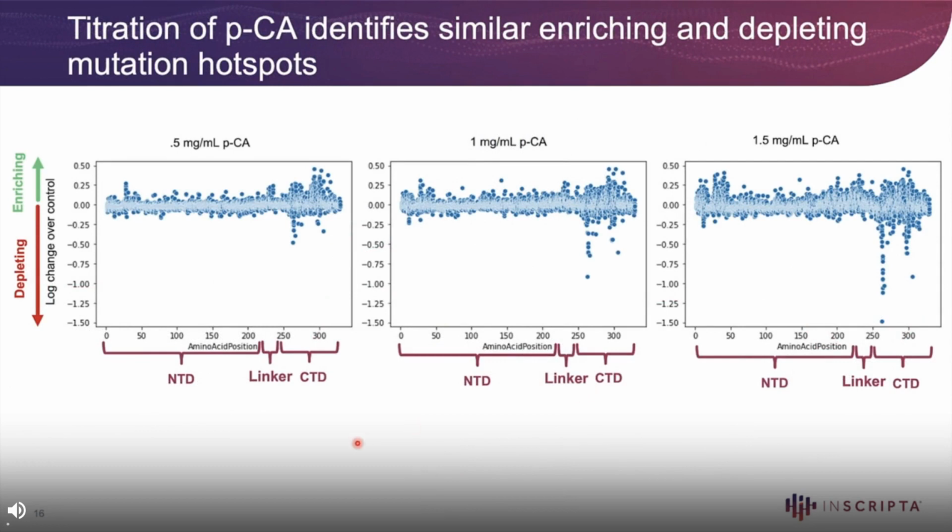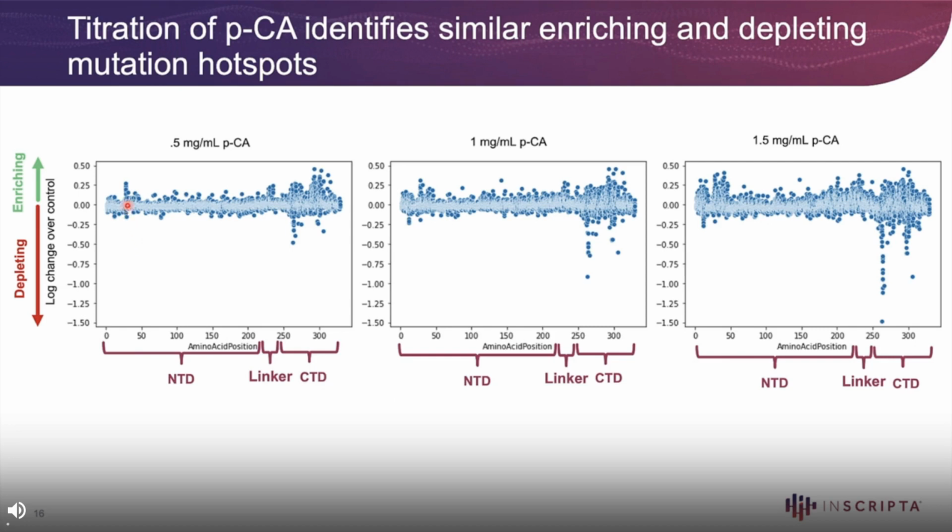The results from this selection experiment were pretty similar to, or they reinforced what we saw in the first selection experiment. So shown here on the x-axis is the amino acid position, and then shown here is the log-fold change of the design in the concentration of the coumaric acid over the control. And shown here are the different concentrations of coumaric acid. Here I've outlined the N-terminal domain, the linker, which connects the N-terminal domain and the C-terminal domain, and then the C-terminal domain.